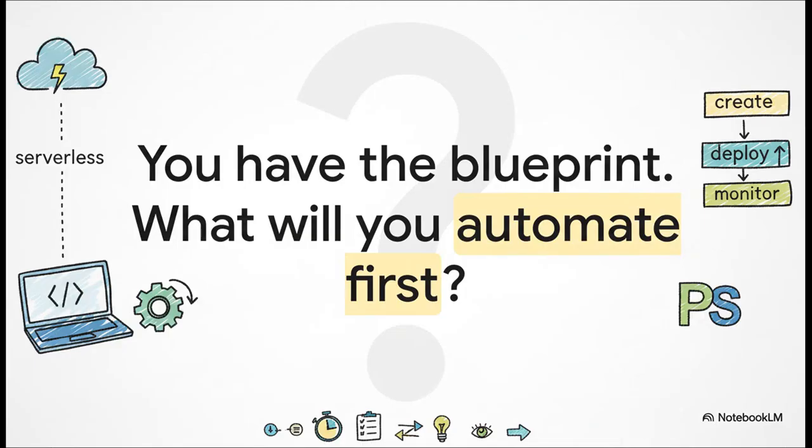So there you have it. We went from a simple question to a fully deployed, completely serverless PowerShell function. You've seen the tools, you know the workflow, and you understand how it all connects. You've officially got the blueprint. So the only question left is, what are you going to automate first?